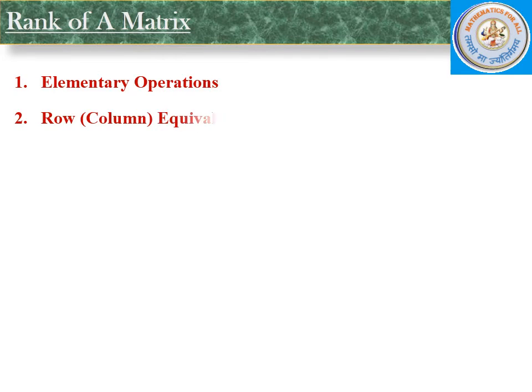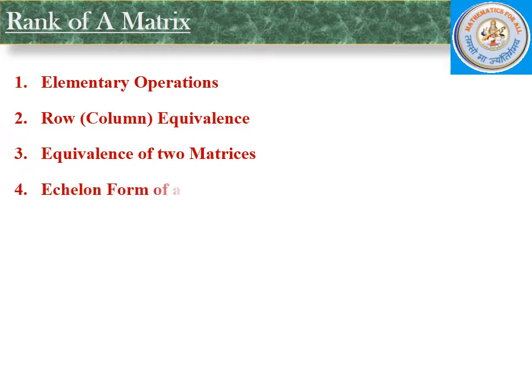The next section. The topic is rank of the matrix. So in this section we will see the first elementary operation. Then we will see about the row and column equivalent matrix. Equivalence of two matrices according to row and column. And the last, echelon form of the matrix, where we use elementary operation row or column, and on the basis of that echelon form we will find the rank of the matrix.